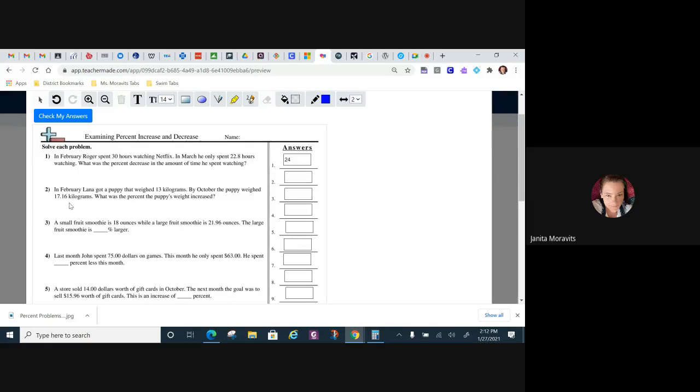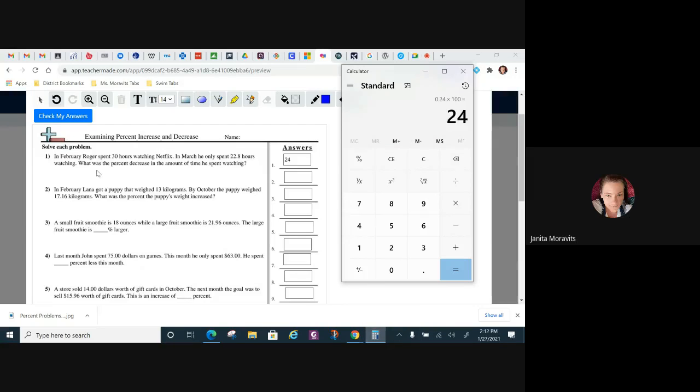All right, let's look at number 2. In February, Lana got a puppy that weighed 13 kilograms. By October, the puppy weighed 17.16 kilograms. What was the percent the puppy's weight increased? Okay, well, we know this is an increase. So all we're doing is finding the percentage. Now, we can take the bigger amount, 17.16, and we have to subtract the smaller amount, minus 13. And that gives us a difference of 4.16. So this puppy gained 4.16 kilograms in weight.